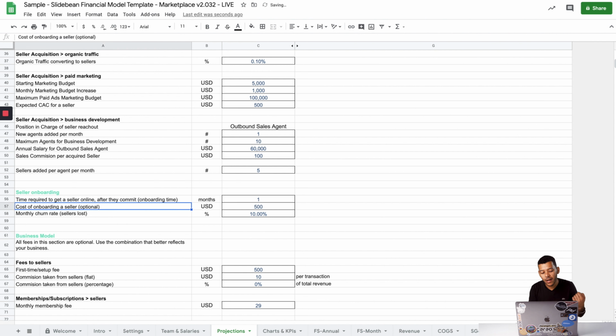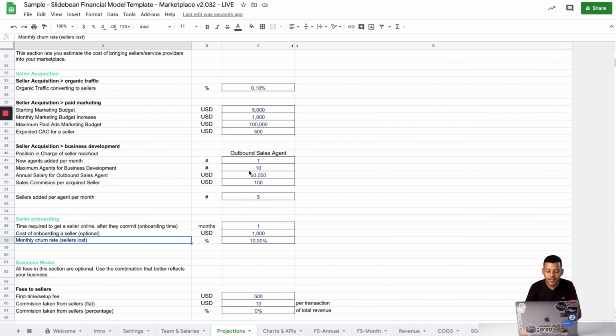You can add a cost of onboarding a seller, and that would be optional. So you can say, well, we're going to charge $500 for a seller to join the platform. Let's set it to $1,000. And then there's going to be a churn rate, which means how many sellers do you lose every month? Meaning, if you have 100 sellers in a given month, that means that you'd be losing 10% of those for the next month. So that means that 100 sellers translating to 90 sellers for the next month, and so on, out of that cohort. All right, so that's just the seller acquisition part.